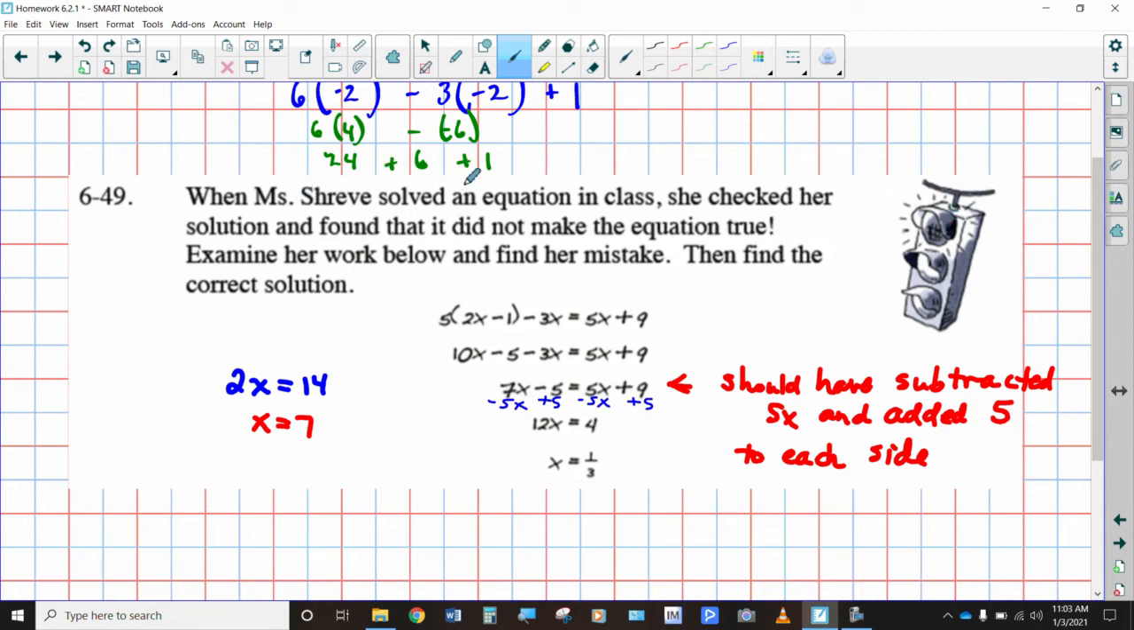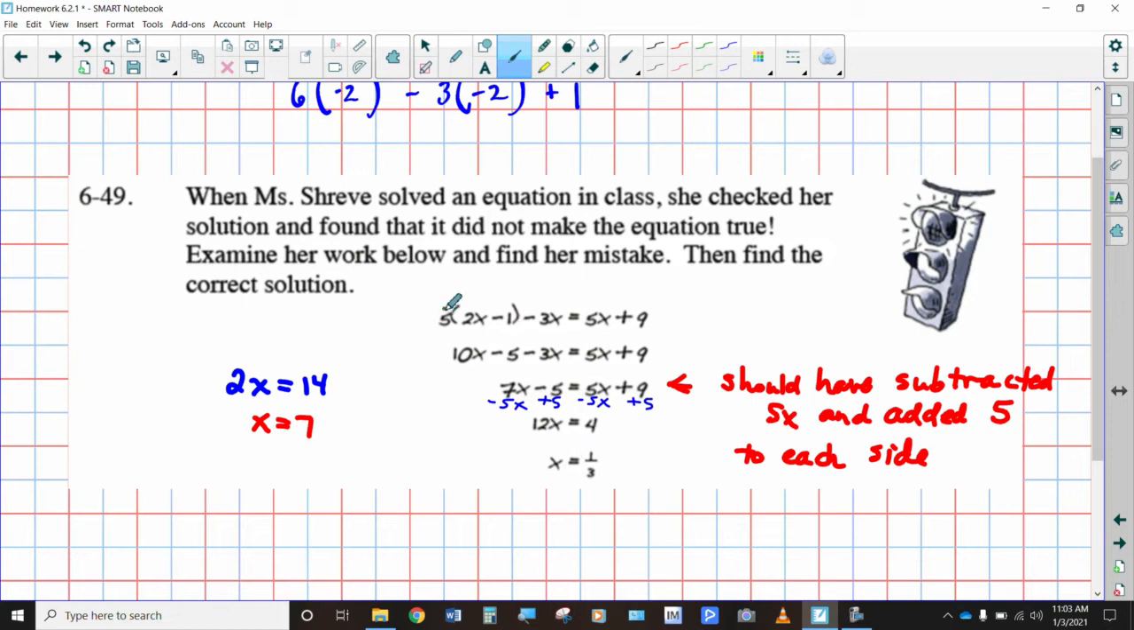So Ms. Shreveport solved an equation in class. She checked the solution and found that it did not make the equation true, right? So if she thinks her solution is x is equal to 1/3, then you should be able to put that number here, here, and here, simplify this expression, and it'll be equal to this simplified expression over here. It didn't work. So the beauty of showing your work is that you can go back and look to see where you made a mistake and fix your mistake, not have to do the entire problem over again.